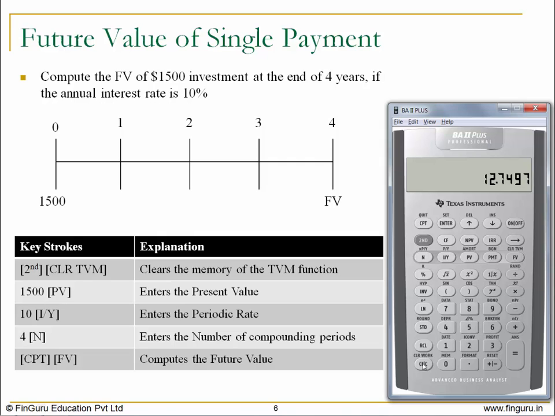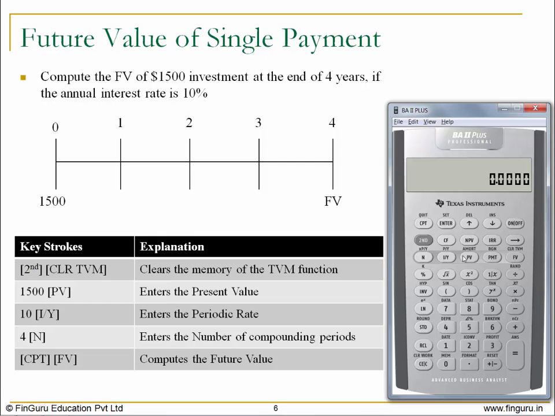The next function that we would like to learn on this calculator would be to use the TVM calculations and calculate the future value and the present value of single cash flows. Let's try this question right given here. It says compute the future value of $1,500 investment at the end of 4 years if the annual interest rate is 10%.